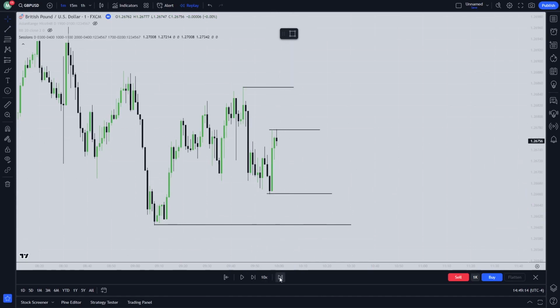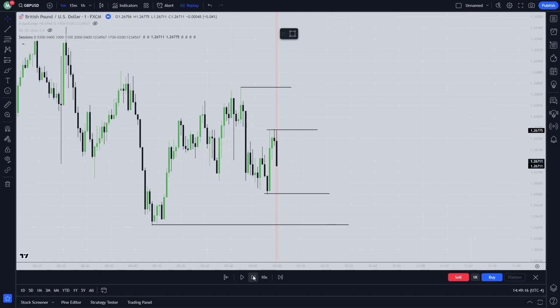Now what we're going to do is wait for the actual ICT Silver Bullet to start. Okay, the ICT Silver Bullet has started. The time, you can see, is 10 a.m. New York time, and it's going to end at 11. At 11, we can't take any more trading setups. We won't be looking for any trading setups, but if you do get in a trade during the ICT Silver Bullet timing, it's completely okay to hold it outside of the ICT Silver Bullet timing.